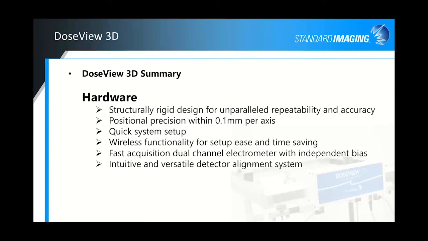We've got the wireless functionality for setup ease and time saving, as well as full wired capability. A fast acquisition dual electrometer with independent bias, and a very intuitive and versatile detector alignment system as well. All those detector holders that I showed you on that slide are included. So if you want to use our 828 scanning chambers, a Farmer chamber, different parallel plate chambers, diodes, those holders are all included with the system.